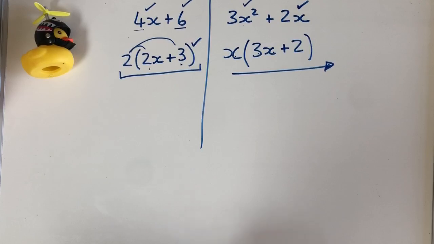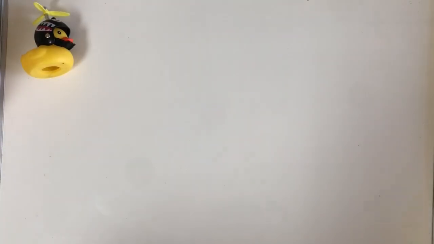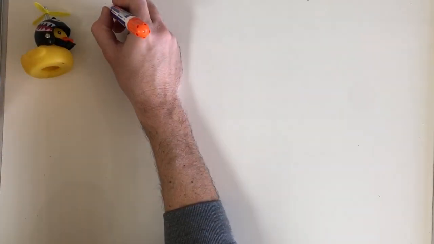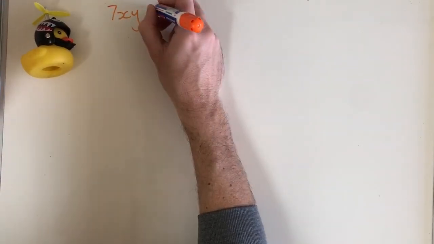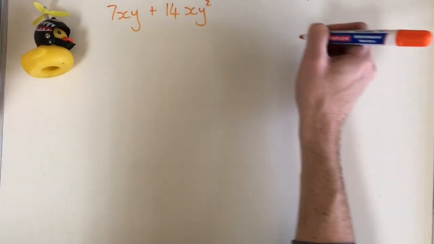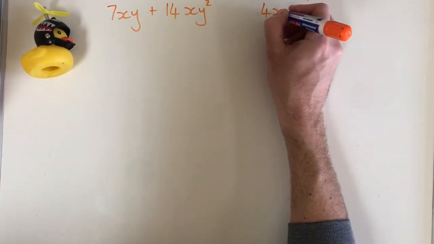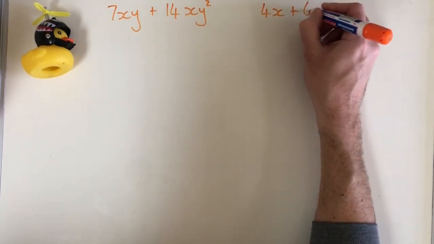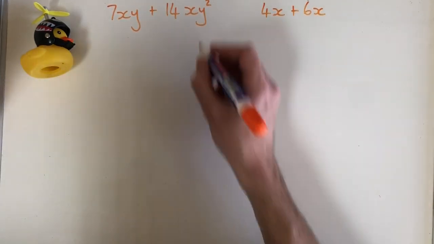I'm going to do a couple more examples, see if we can make them a little bit more tricky, but I think for the first step, this is perfect. Let's do 7xy plus 14xy squared. And let's do something like 4x plus 6x. Okay.